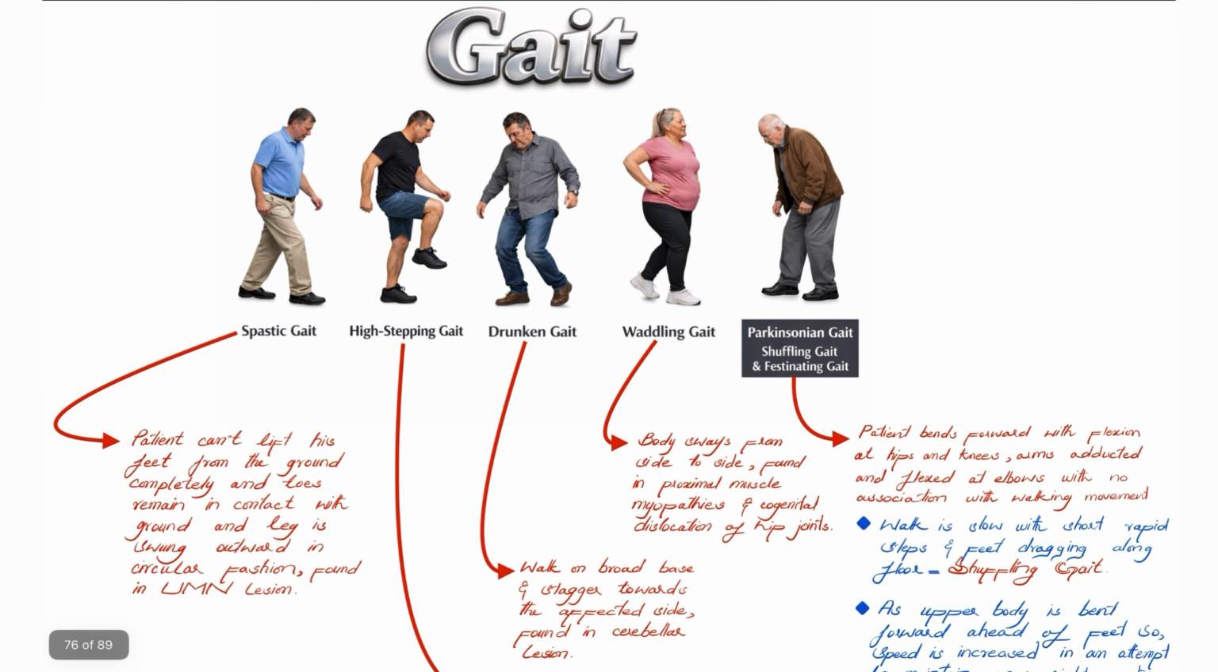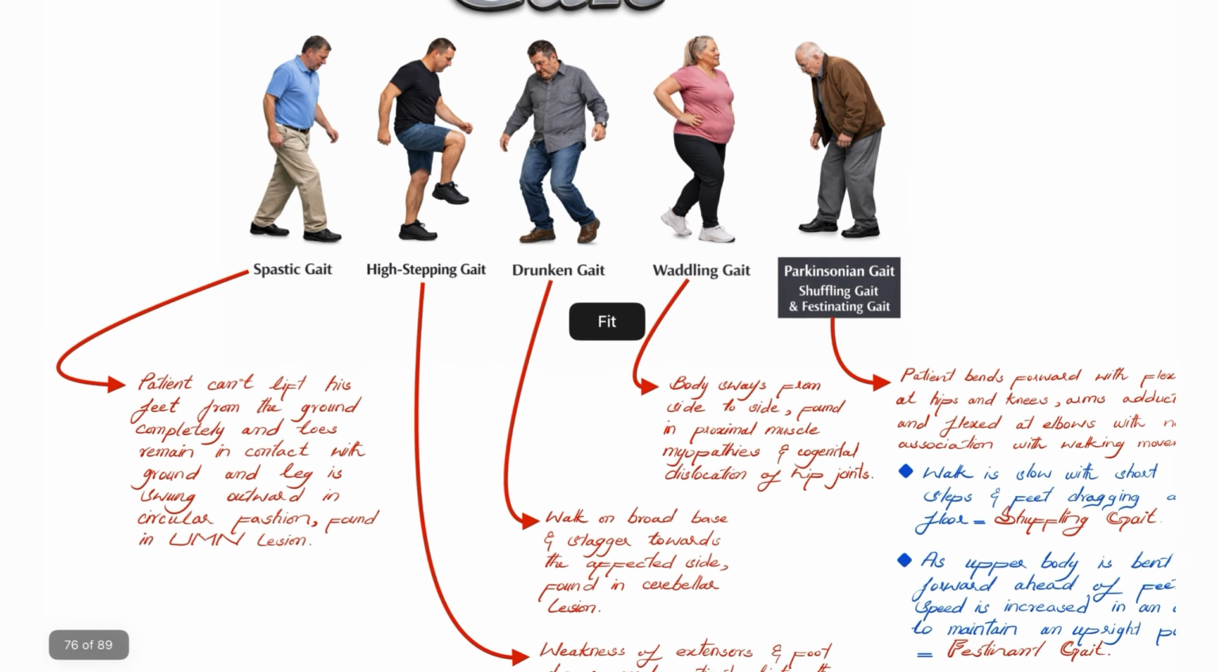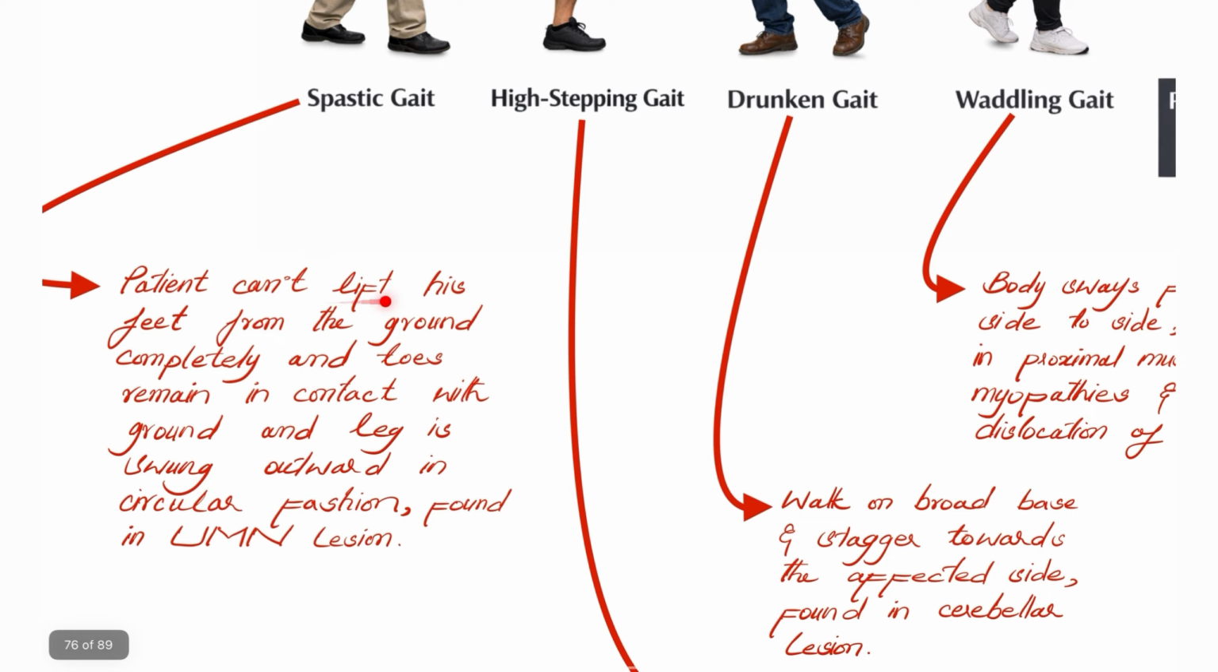Let's see what clues we can find in the style of walking of the patient which may point towards specific abnormalities. There are 5 types of gaits. Let's start with spastic gait. The patient can't lift his feet from the ground completely, and the toes remain in contact with the ground, and the leg is swung outward in a circular fashion, and this is found in upper motor neuron lesion.